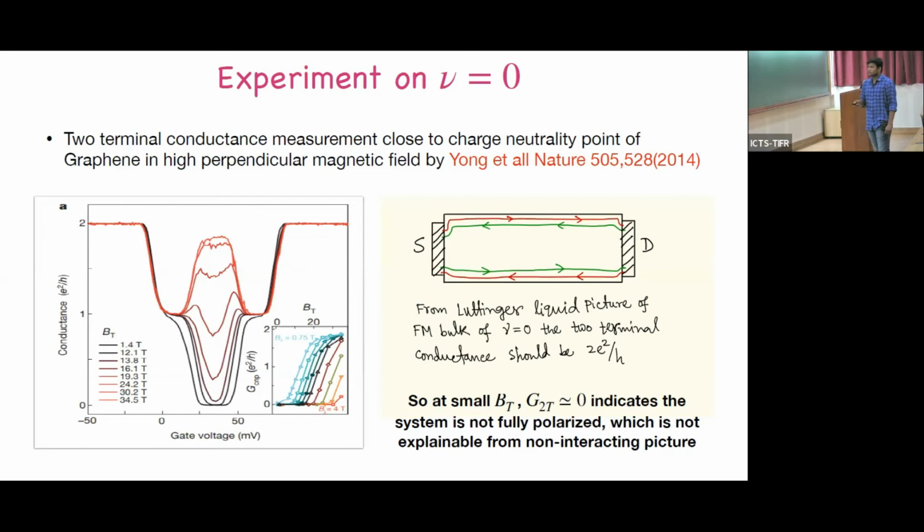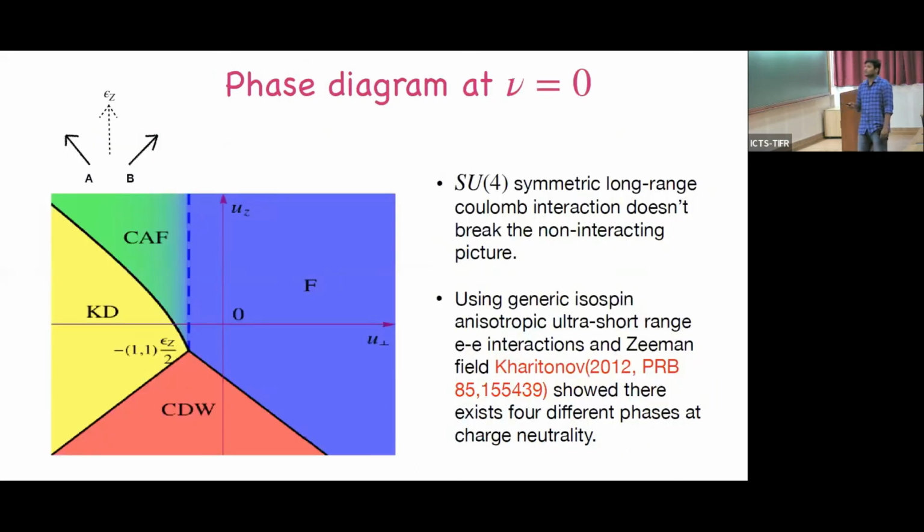So of course, we need some interaction to explain this system. People have found that the SU(4) symmetric long range Coulomb interaction actually doesn't break this non-interacting picture. But famously, in this paper by Kharitonov in 2012, he took some kind of generic orbital, this k and k prime isospin space. He took some kind of ultra short range interactions in that, which actually don't have this SU(4) symmetry.